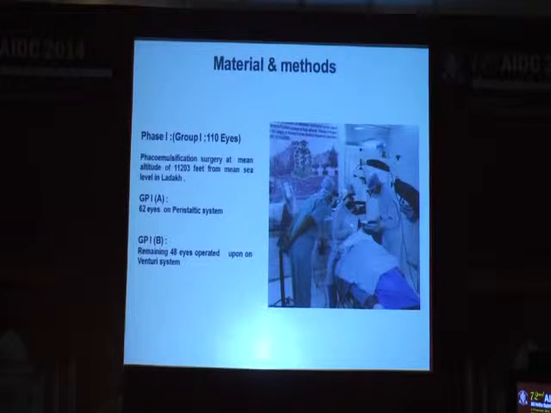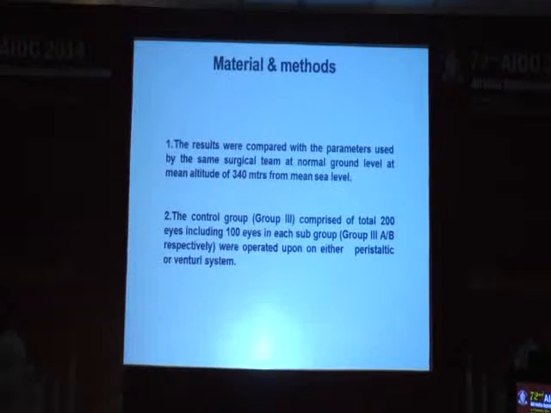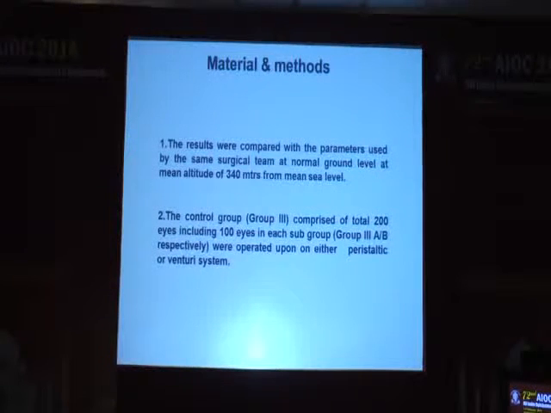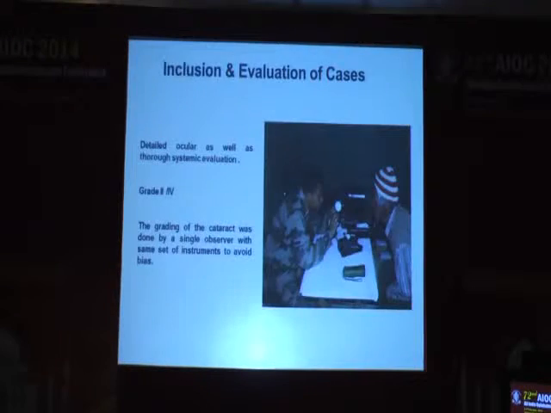Phase 1, which was conducted at Leh, had 110 eyes, where 62 were on the peristaltic system, and the remaining on the venturi system. Phase 2 was at Tangtse, where 37 eyes were on the peristaltic system, and the remaining 13 eyes were operated on the venturi system. The results were compared with the parameters used by us at ground level, that is in Delhi at 340 meters, and it was analyzed.